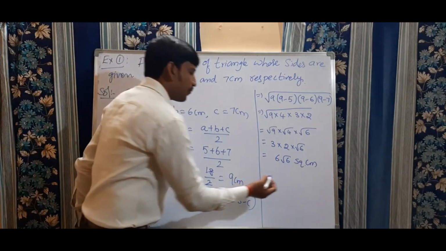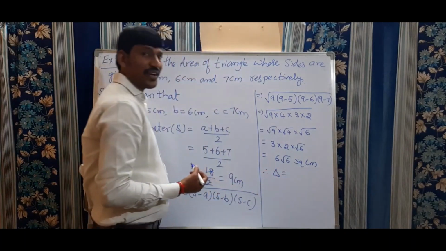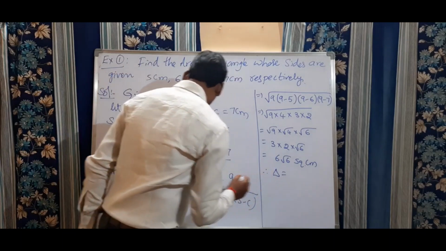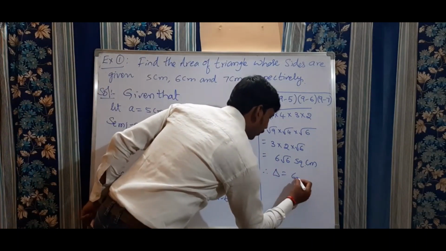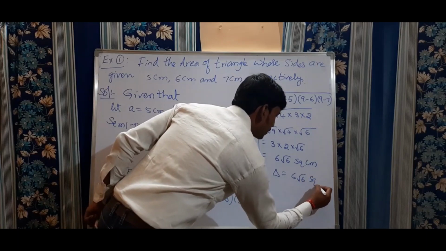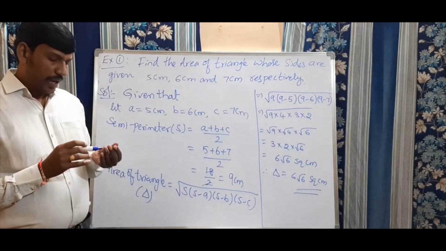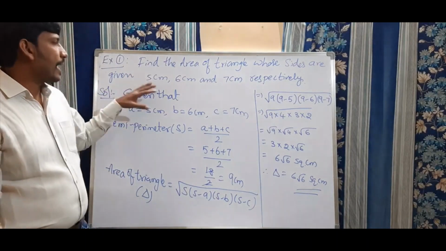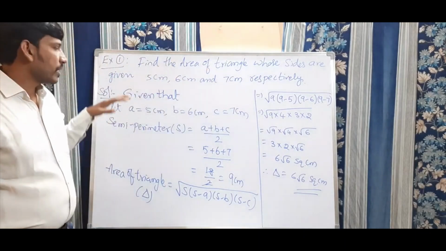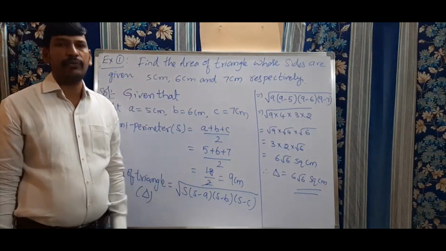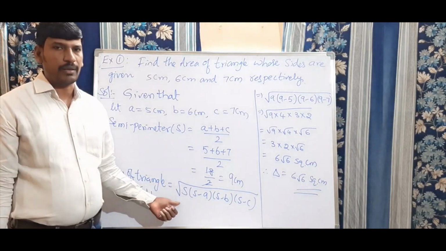This is a way to find out. So therefore delta is nothing but area of triangle. Delta is equal to 6 into root 6 square centimeters. Is this clear, my dears? First of all, whenever you will get the triangle, only sides are given. To find the area of triangle, this is a process to find out area of triangle by using Heron's formula. Is this clear, my dears?